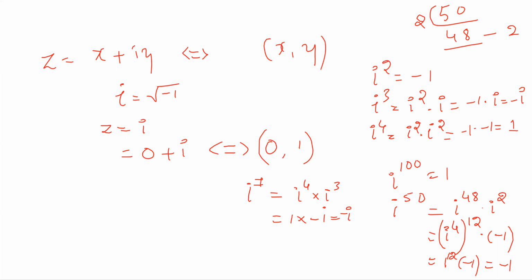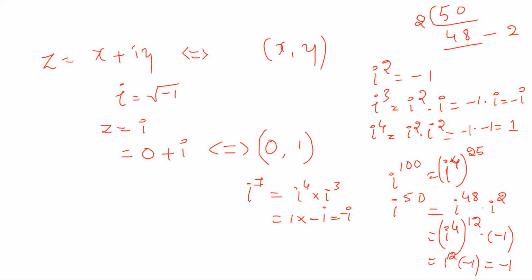Similarly, i power 100 we can write as i power 4 whole power 25, or else we can write i power 50 into i power 50. So minus 1 into minus 1 becomes 1. If you don't know the value of i power 50, you should not try to remember all the values. Only try to remember iota square is minus 1, iota cube is minus i, and iota power 4 is 1. Even if you are not remembering iota cube and iota power 4, at least you should remember iota square is minus 1. By using those remembered values, you should try to express the given expression in terms of the known things, right?